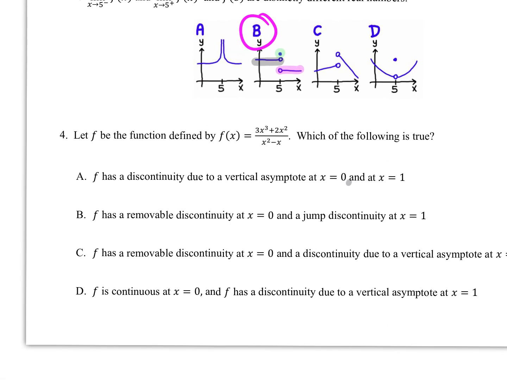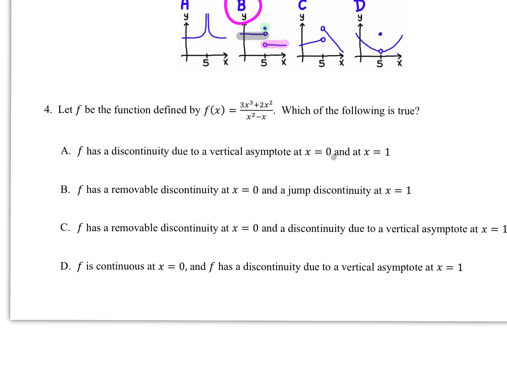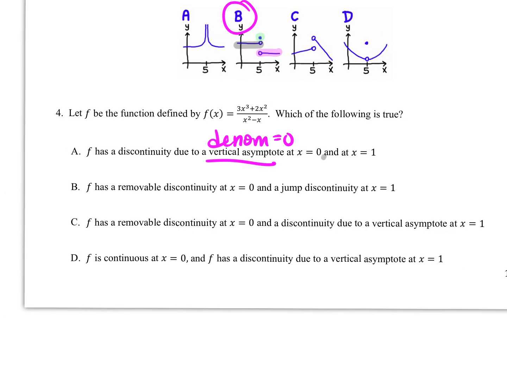4. Let f be this function. Which of the following is true? Okay, you're like, vertical asymptotes, jump. To remind ourselves what those mean, a vertical asymptote means that the denominator is 0. Maybe we just start by looking at this function, because it says let f be this function. Which of the following is true?